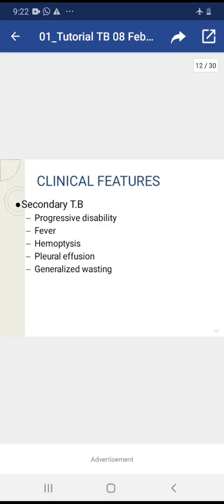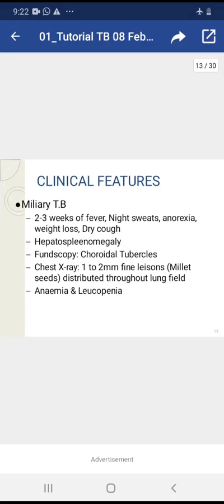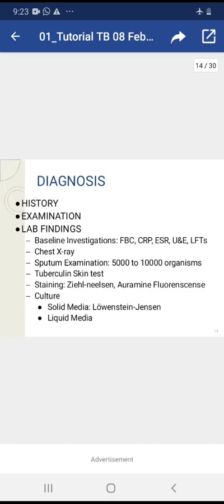Secondary TB. In secondary TB, you are going to see fever, hemoptysis, pleural effusion, generalized wasting, and progressive disability. Clinical features of miliary TB include 2 to 3 weeks of fever, night sweats, anorexia, weight loss, dry cough, hepatosplenomegaly. Fundoscopy may reveal choroidal tubercles. Chest X-ray may reveal 1 to 2 mm fine lesions, millet seeds distributed throughout the lung field. Anemia and leukopenia.